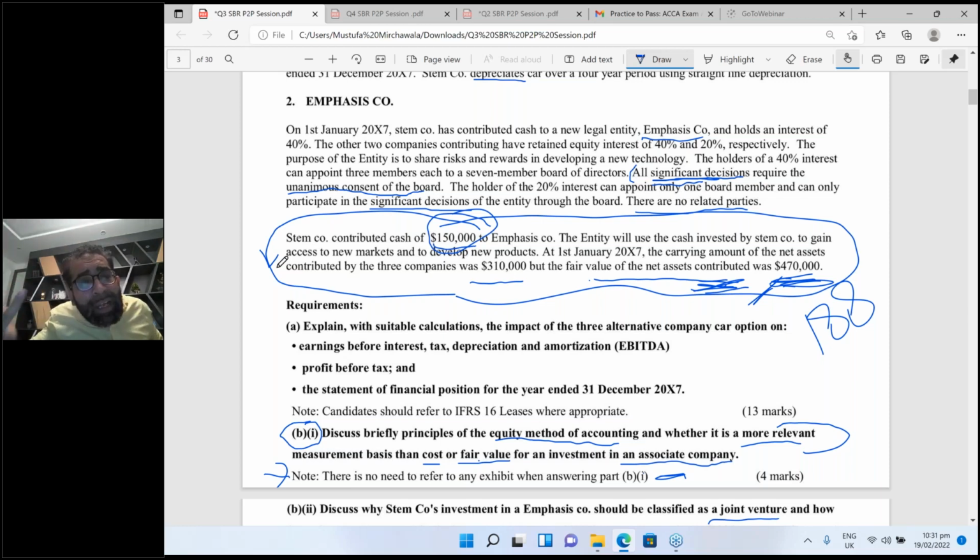Why did the other two allow us to contribute 150? There are other owners holding 60%. Why did they allow us 150? This is the question. Can you explain? I'm waiting for your answers.